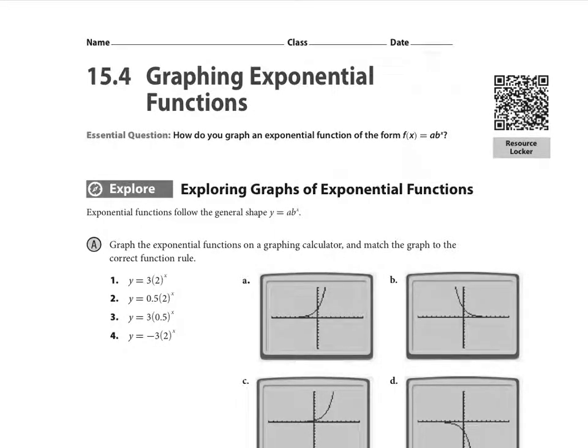Okay, so 15.4 is graphing exponential functions. We're going to learn some new notations for this one, so some things you're going to need to pay attention to, but most of this is going to be done on the calculator. We just want to understand some different concepts and, again, some different notations.